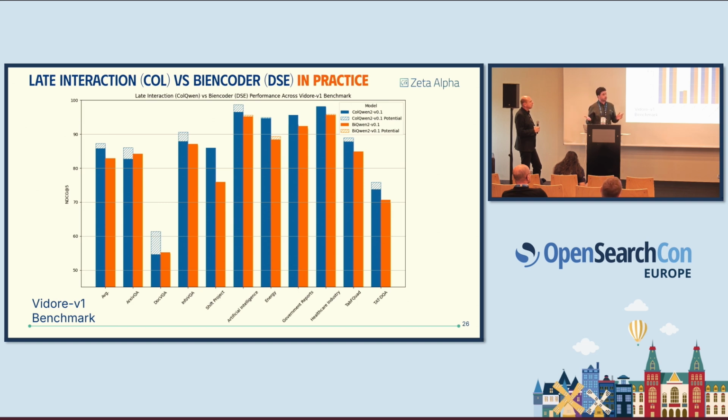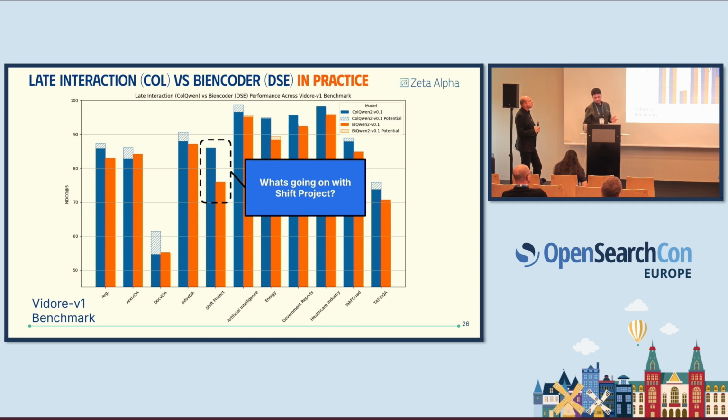So what's going on there? The Shift project dataset. Well, as I mentioned, it's a text-heavy dataset. So a single image patch has a lot of small details that it attends to. There is small text in it. So if you reduce the number of embeddings, you are losing some of that detail. That's why late interaction performs better there, and the bi-encoder struggles.